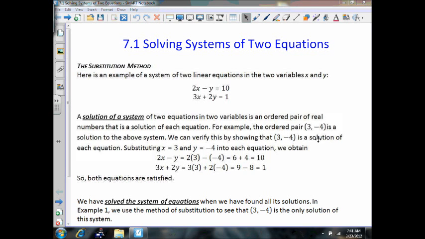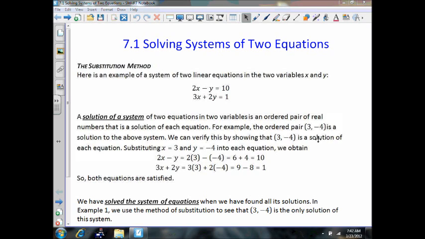In this video, we're going to be solving systems of two equations. Now, there are different methods to doing this, as you learned in algebra and algebra trig. But we're going to be using them again, and we're going to be solving nonlinear systems along with linear systems. First, we're going to work with the substitution method.